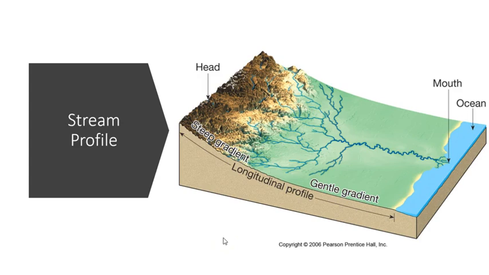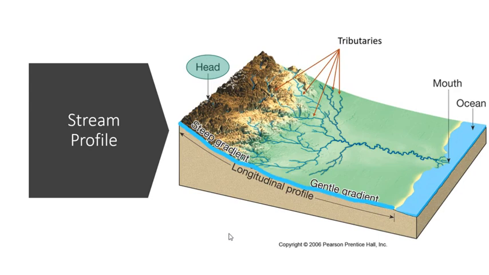The path a typical stream takes from start to finish is called a stream profile. The head, or headwaters, are where the stream starts. Here there are many smaller channels, tributaries, delivering water into the main channel, also called the trunk stream.